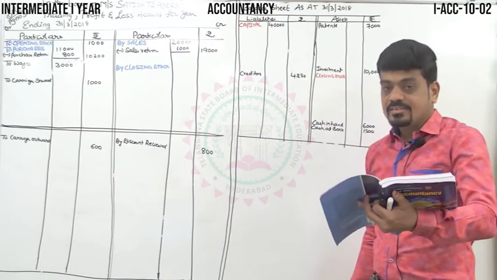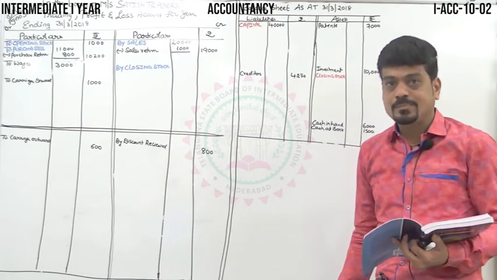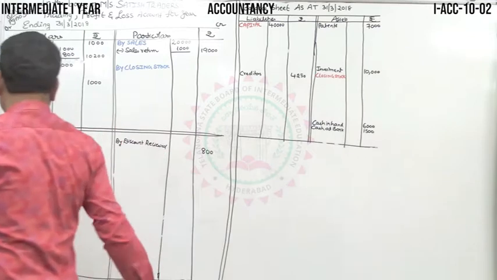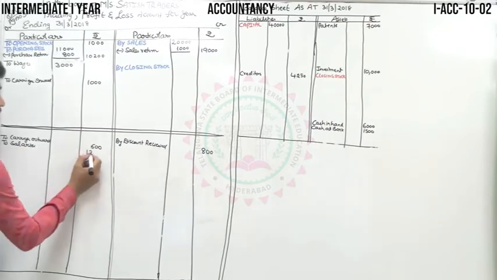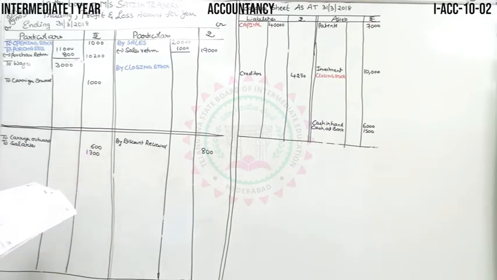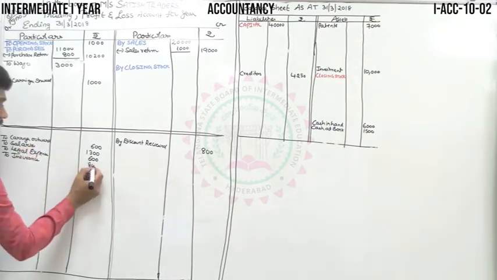Then salaries. Salaries is an indirect expense. Always it will come in profit and loss. So to salaries. How much is the amount? 1,300. Then legal expense. Legal expense is also an indirect expense. To legal expense 600. Followed by insurance. So to insurance, profit and loss account debit side, 800.